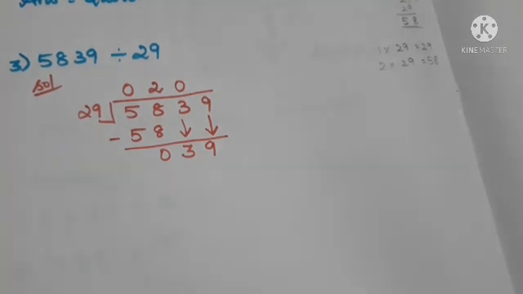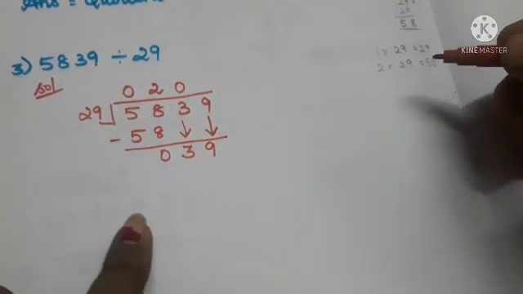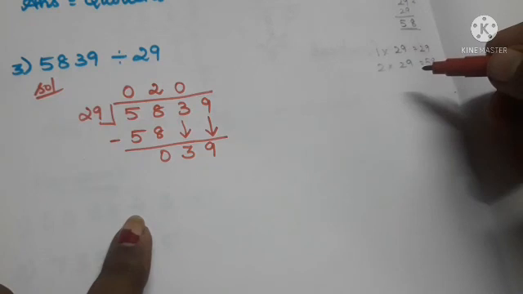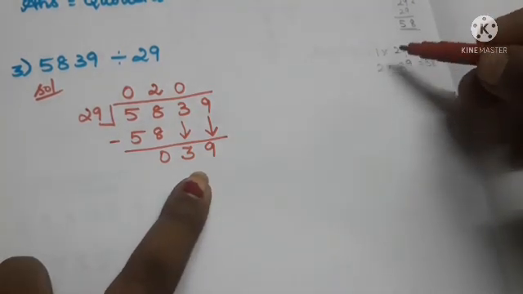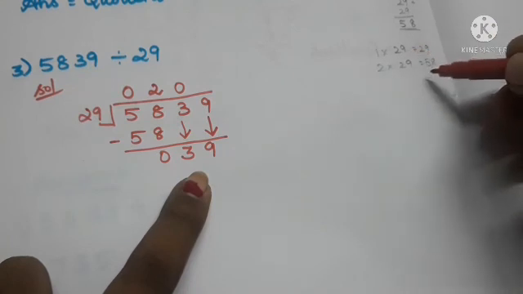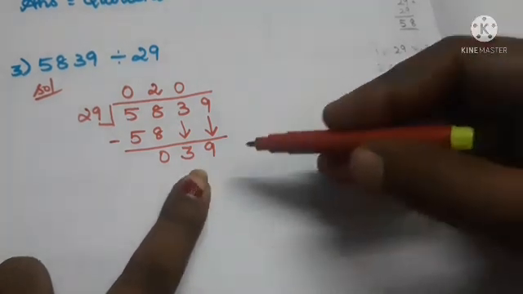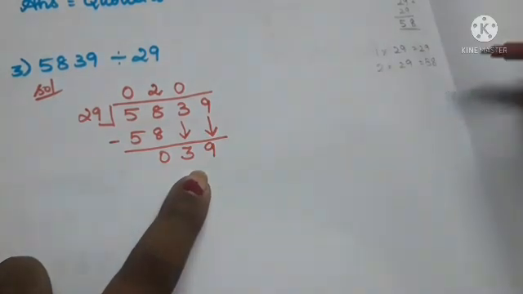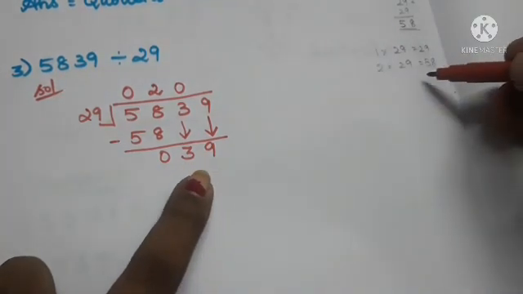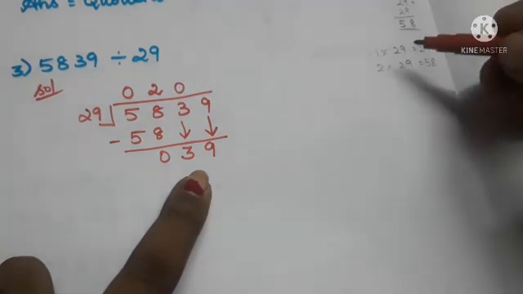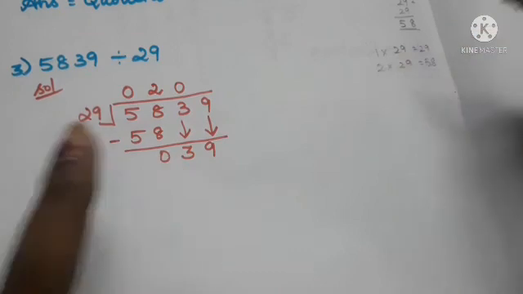Now you have to check in this table how many 29s are inside the 39. 1 into 29 is 29. Then 2 29s are 58, which is greater than 39. So we can't do this 2 into 29. The only possible one is 1 into 29, which is 29.